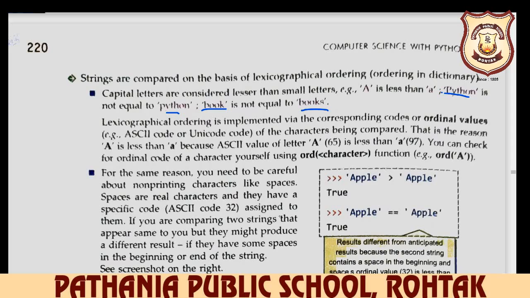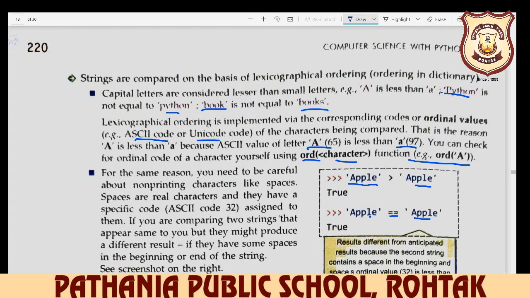Lexicographical ordering is implemented through the corresponding codes or ordinal values, ASCII code or Unicode. These ASCII code and Unicode are the computer codes where capital A is 65 and small a is 97. So they are different things when you write in capital letter or in small letter. You can check the ordinal code of a character yourself using the ord character function. For example, ord of capital A displays the ASCII code or Unicode of your value. When you write capital A-P-P-L-E and here also capital A-P-P-L-E, both are the same thing, no difference here. So the answer is true. Likewise, A-P-P-L-E equal to apple, yes, true. Both are the same thing.